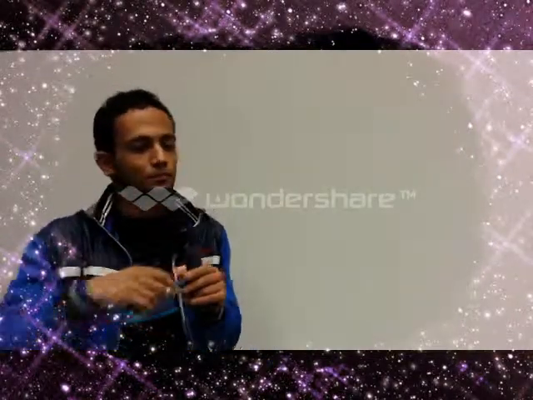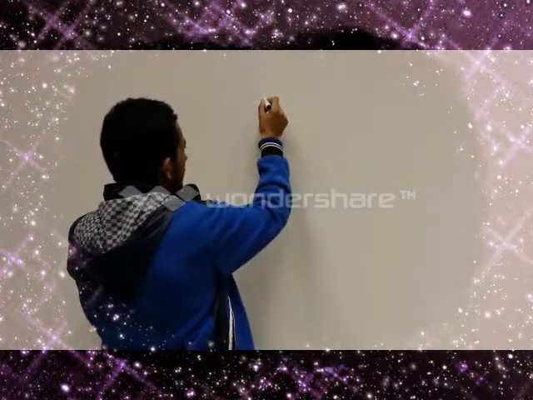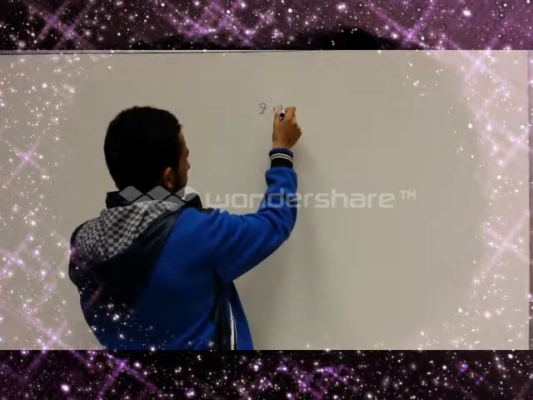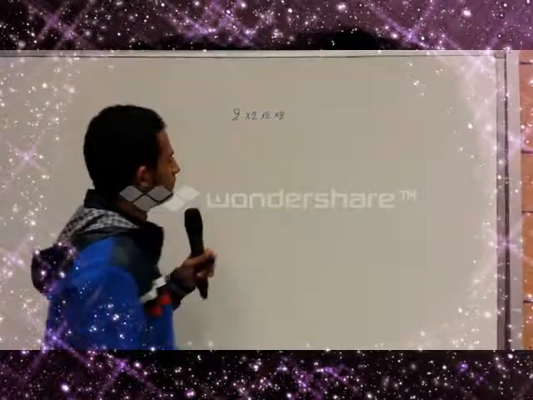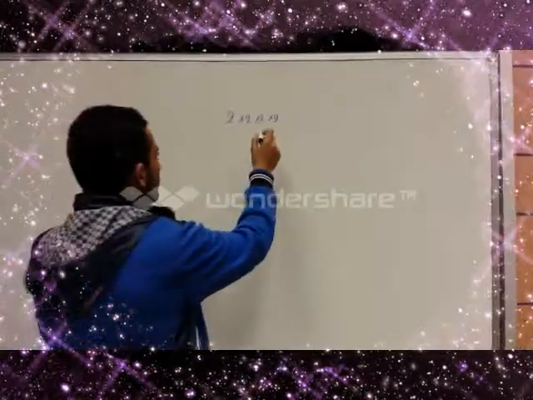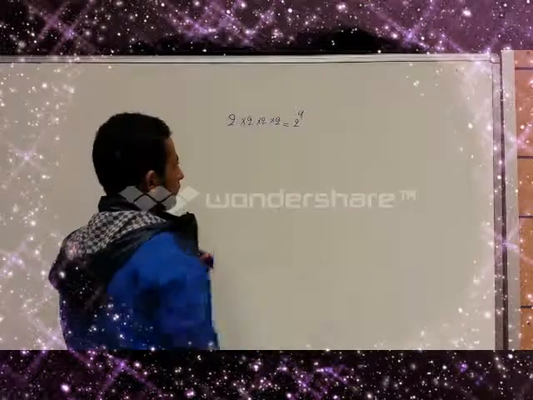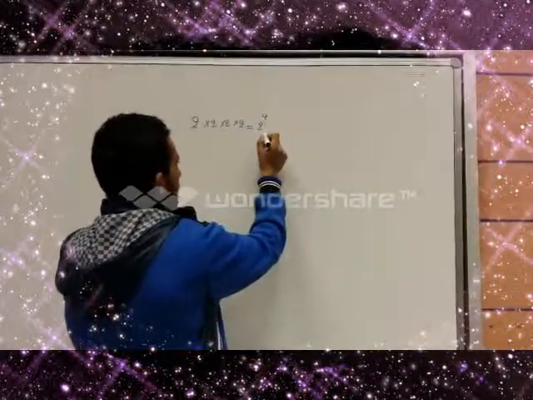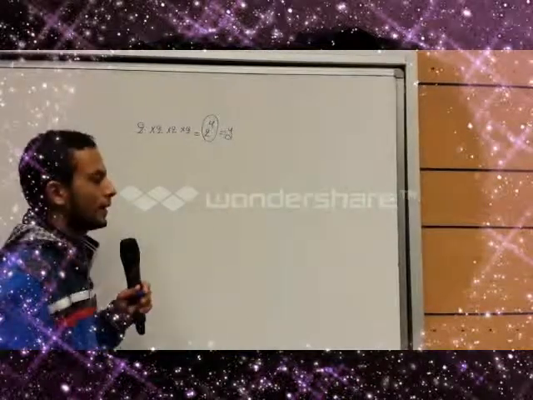Well, let's start with a very simple assumption. If we have 2 multiplied by 2 multiplied by 2 multiplied by 2, and we have 2 power 4, we know that this is a power. And if we suppose that this 2 power 4 equals y, okay?